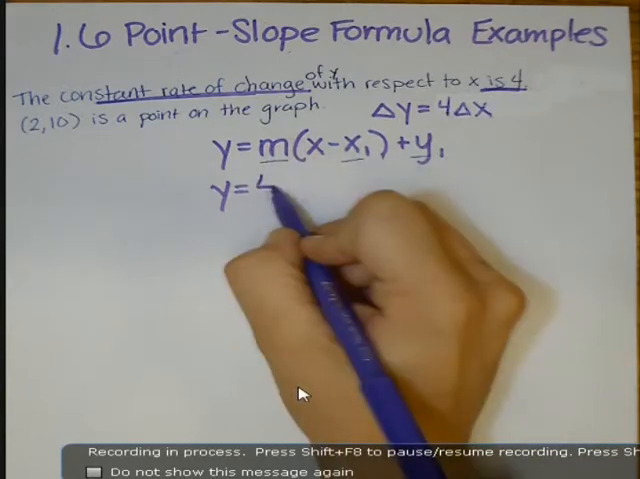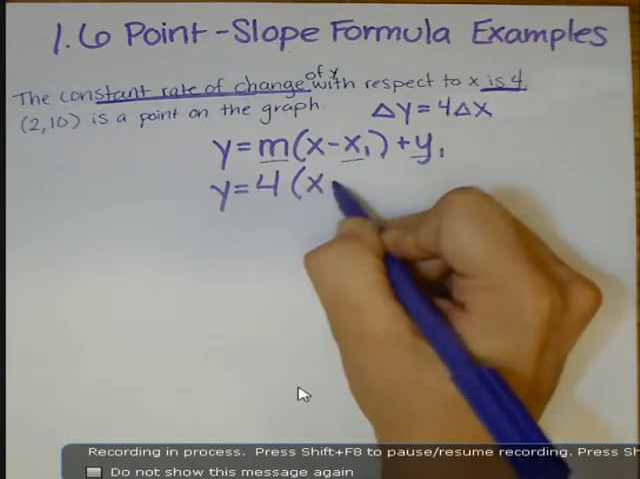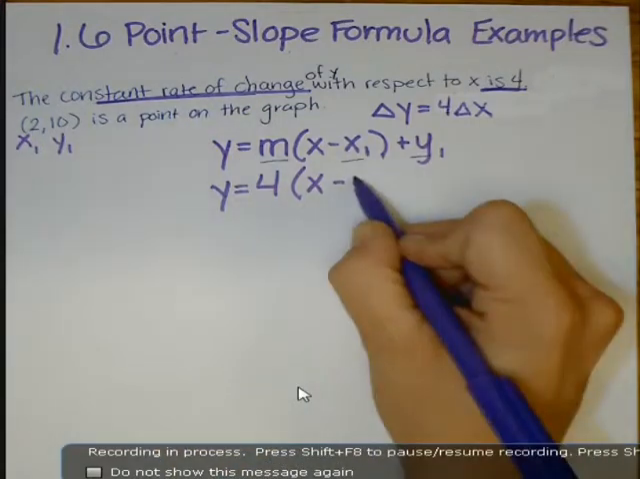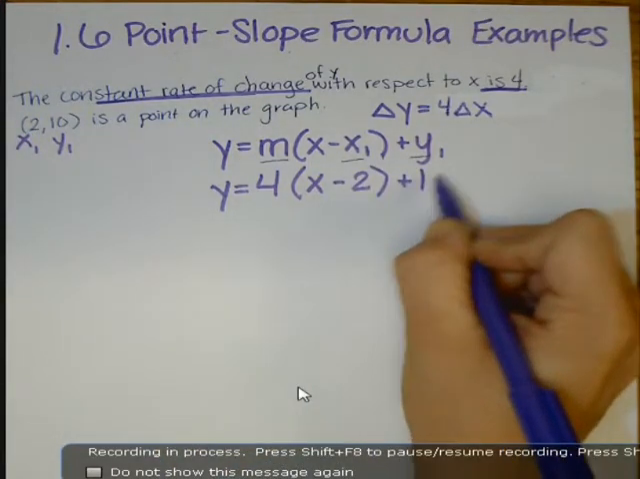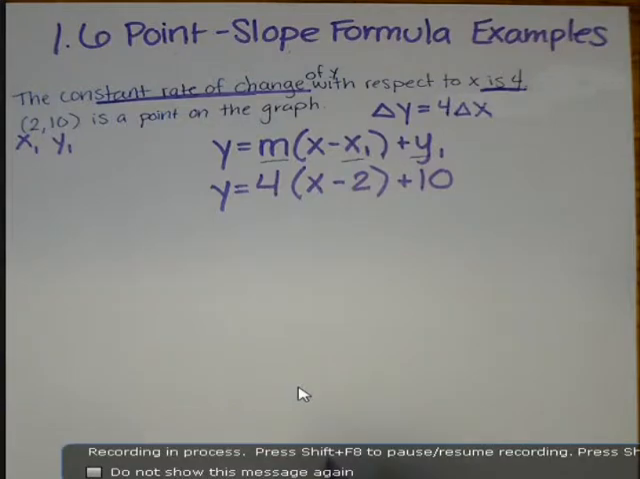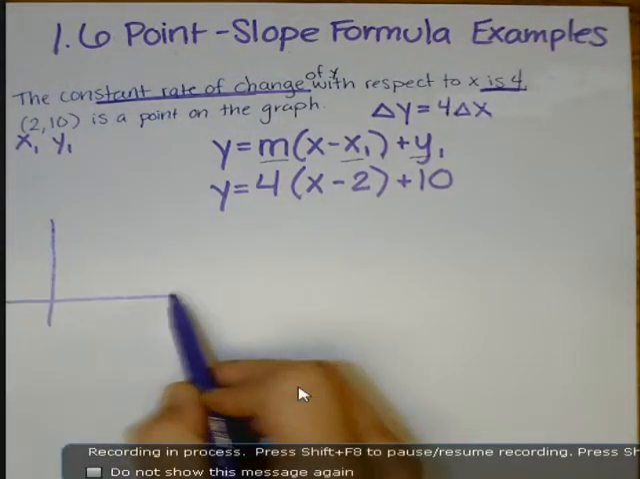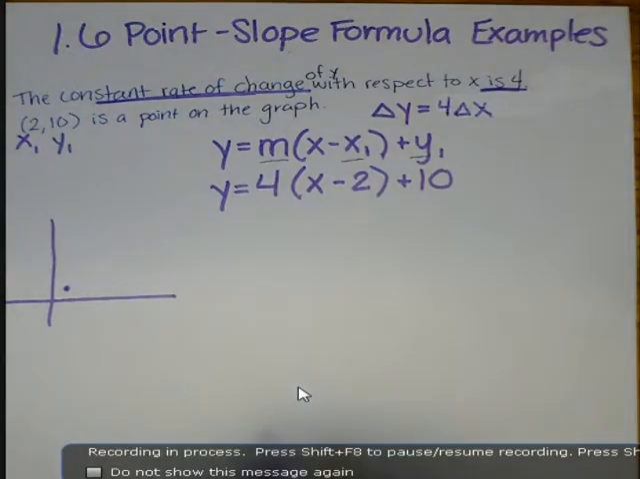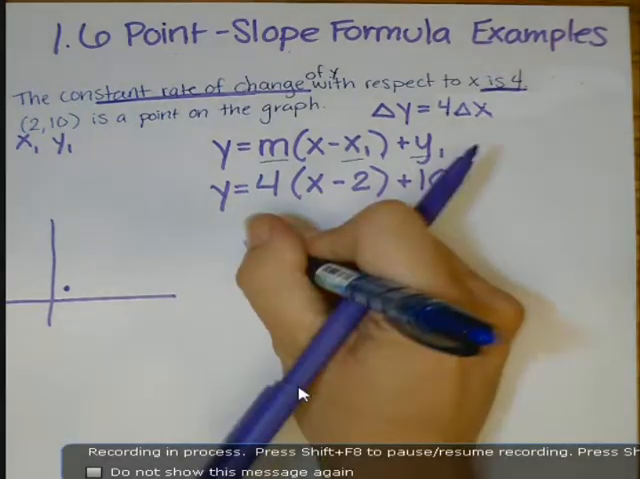Oh, it's 4. Times (x minus, what's my first x value? Here's x1, here's y1. Plug it in. 2) plus 10. Done. What's so great about this is that now, here's the point, let's say this is (2, 10). I can find any point. What if I wanted to know when x equals 9?